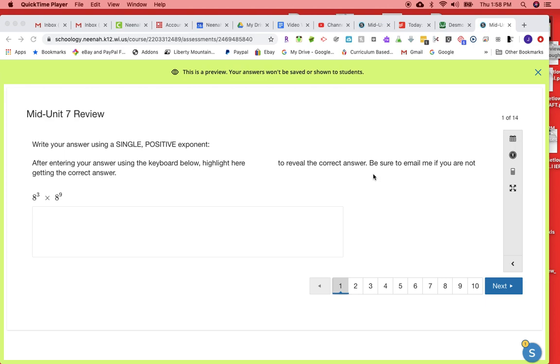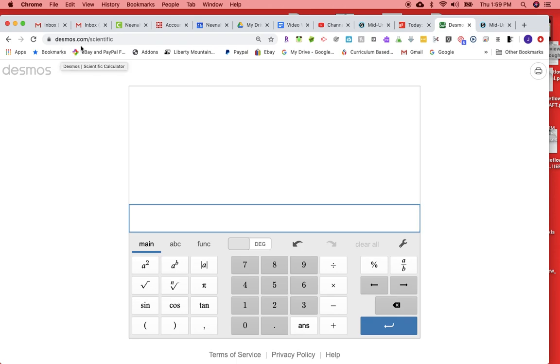Before we start the test, I want to share with you a calculator that you could use if you don't have a decent calculator at home, maybe one that doesn't have the functions for exponents or fractions. Use this calculator at desmos.com/scientific. This has everything that you possibly would need to get by for the assessment. It has fractions, it has exponents, and that's pretty much all you need.